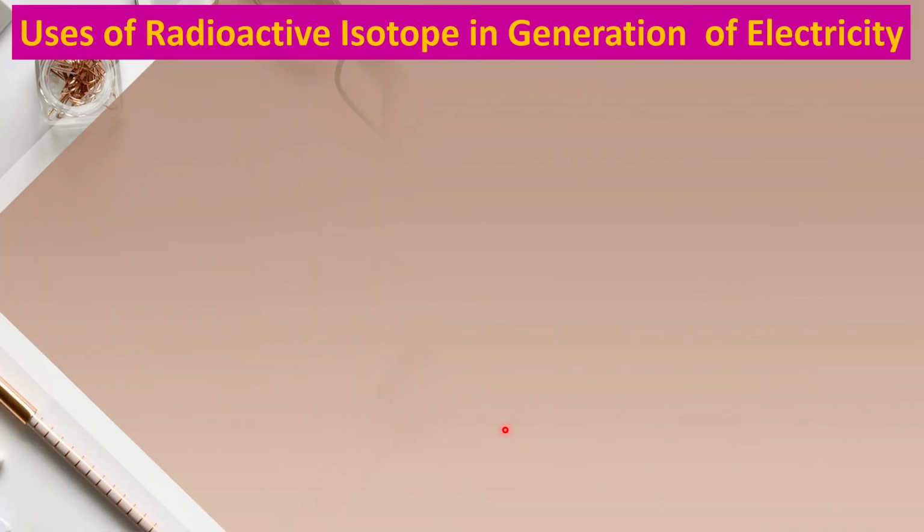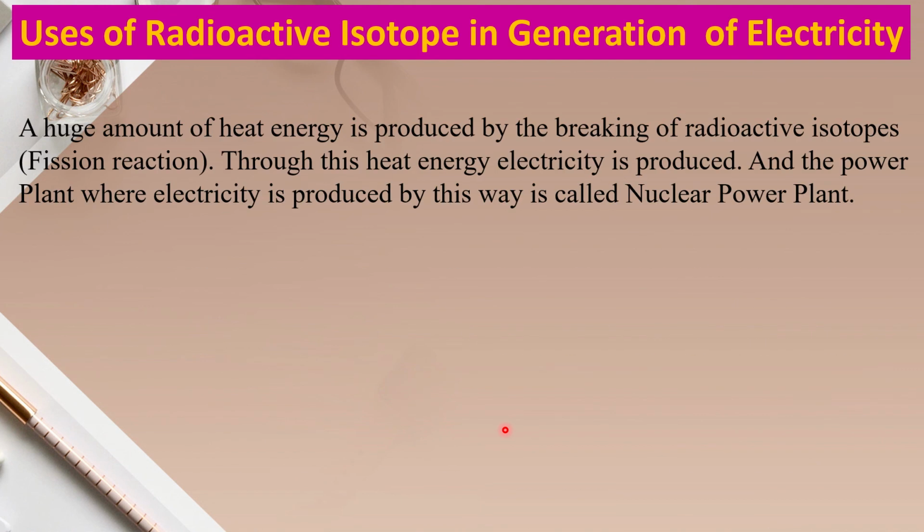Now, uses of radioactive isotope in generation of electricity. A huge amount of heat energy is produced by the breaking of radioactive isotopes, and this type of reaction is called fission reaction. This fission reaction you will learn in detail in chapter 8. And now know, when a radioactive isotope is broken, then different types of rays are emitted from there. With these rays, a huge amount of heat energy is also produced.